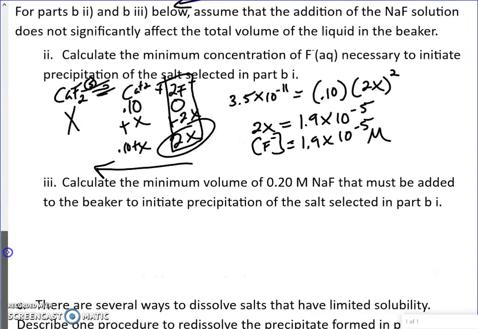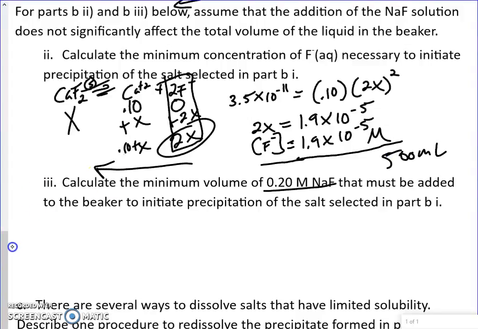Okay? All right, then it says calculate the minimum volume of the sodium fluoride that must be added to the beaker to initiate this precipitation. So here's the idea. We know we require this molarity of fluorine ions in our 500 milliliter solution.